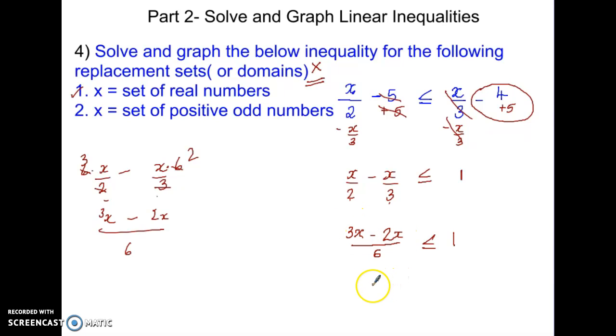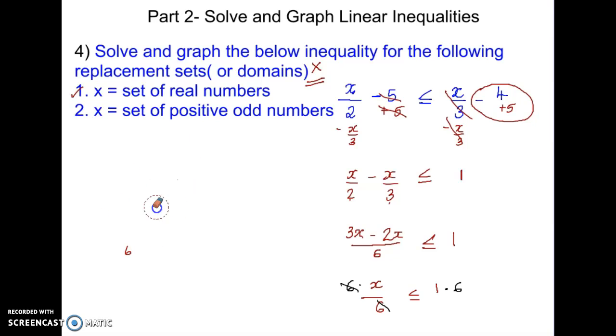So 3x minus 2x is just 1x, or in other words, x divided by 6 is less than or equal to 1. To get rid of this denominator, we multiply by 6 throughout. When we multiply by 6 on both sides of the inequality, the 6 and 6 will cancel. And our final answer, sorry, let me delete this part over here so I can have some space to explain. My final answer will just be x less than or equal to 1 times 6, which is 6. So this is the solution that we got, x less than or equal to 6, including 6.